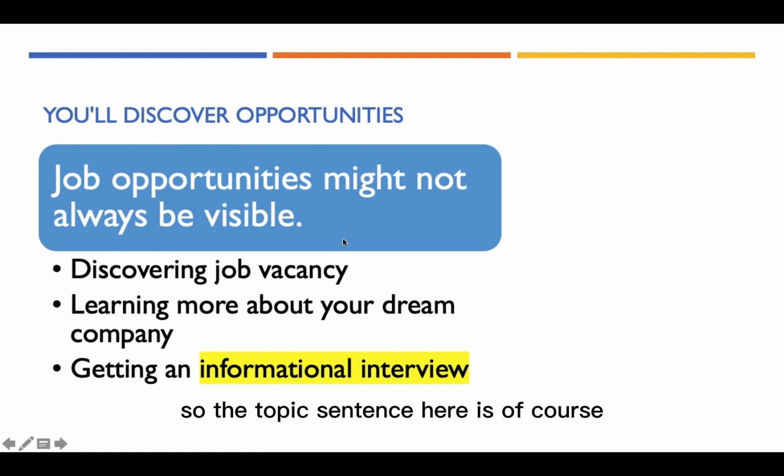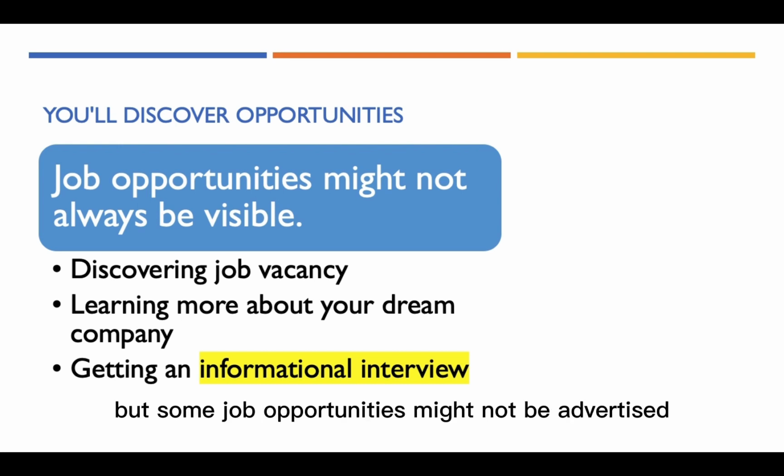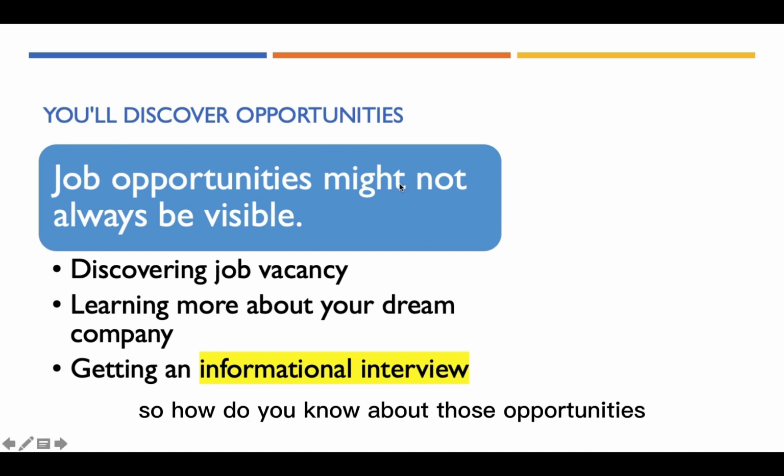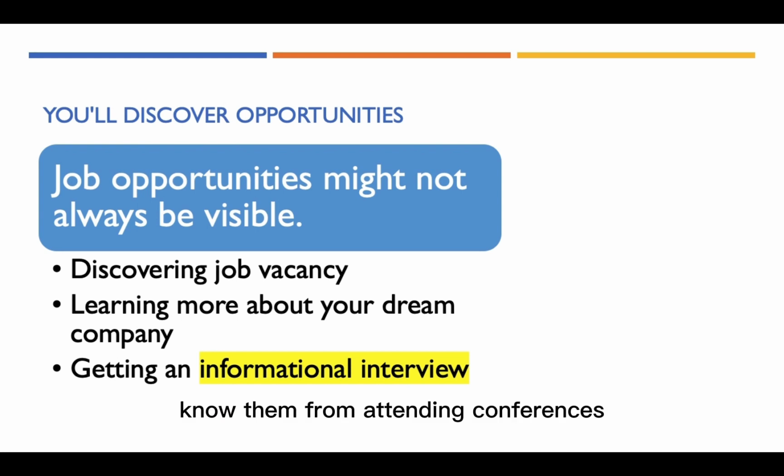So the topic sentence here is of course the first sentence, and it basically means job opportunities might not always be visible. Visible means you can see it clearly online or in the newspaper, but some job opportunities might not be advertised. So how do you know about those opportunities? You know them from attending conferences. So when you attend a business conference, you can discover job vacancies.